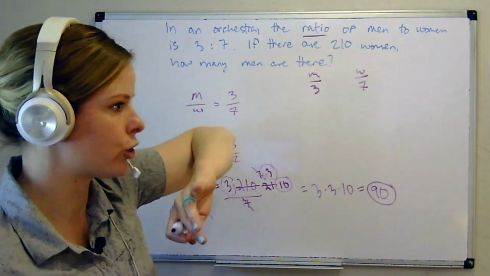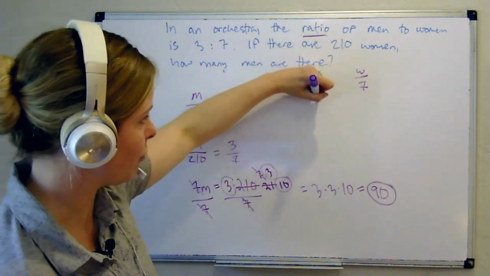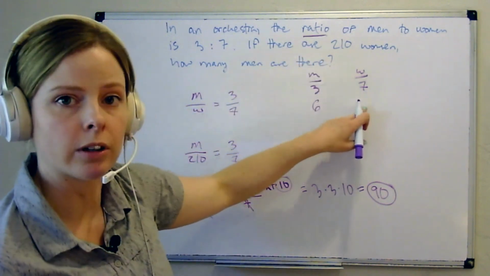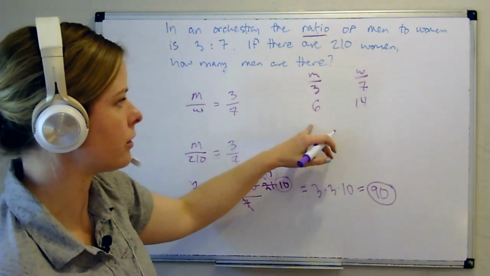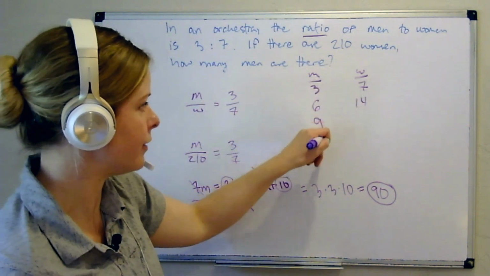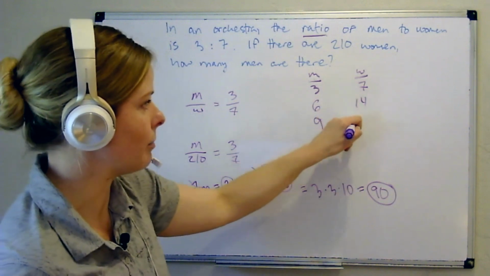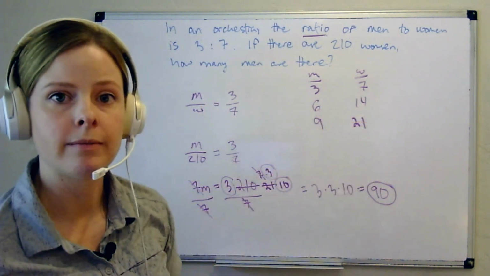Let's say the orchestra doubles in size, right? So we double our number of men. Well, we'd have to also double our number of women. Or let's say it's triple from its initial state, right? We'd have 9 men, and then again, we'd have to triple our women as well, and we'd have 21 women.